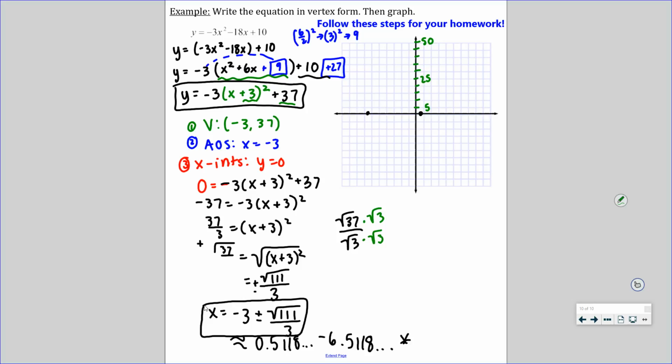You just plot the vertex, -3, about 37, about there. And then you have one point to the left of your vertex, one point to the right, so that's enough to draw in our parabola.